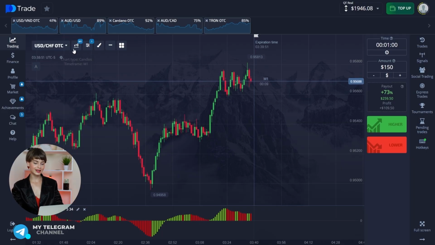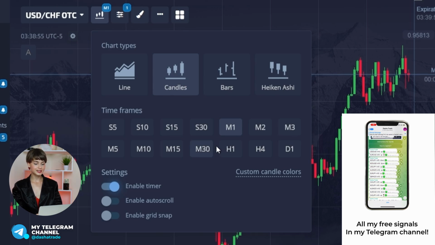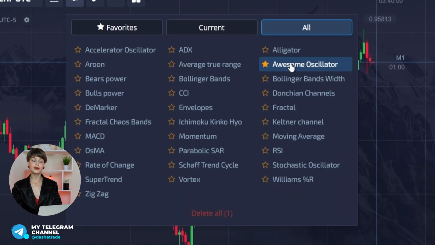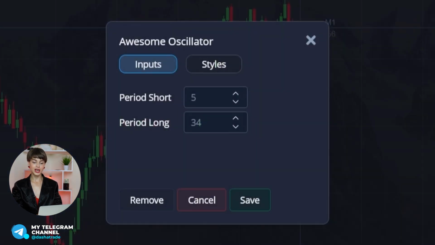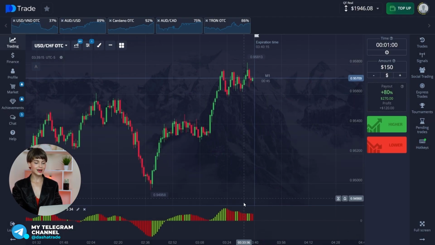Before we start trading, let's set all the required inputs. These are candles as a chart type and one minute as a time frame, and we apply the Awesome Oscillator indicator. It's already applied, let's click it, and we don't need to change anything. The short period is 5, the long period is 34. We leave it like that, and let's see how it's supposed to work out.